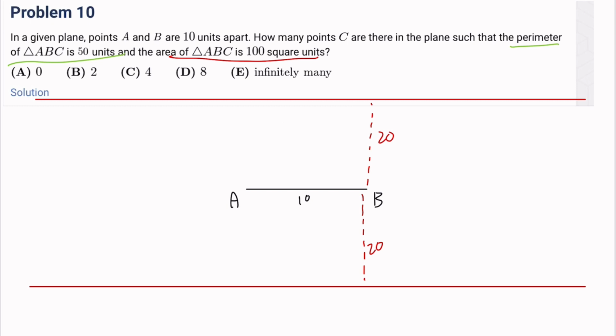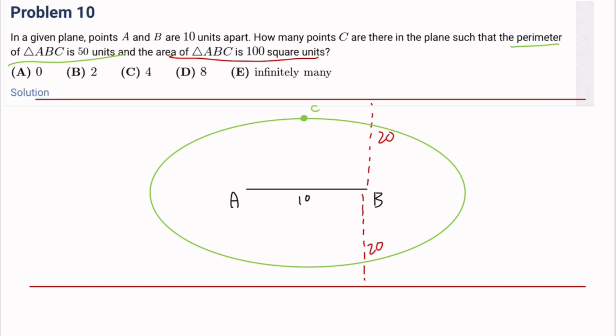And so that is an ellipse, because the sum of the distances to a certain point has to be the same. So that will be an ellipse like this. For the perimeter of ABC to be 50 units, this would be the highest point of C. There, BC would be 20 and AC would also be 20.